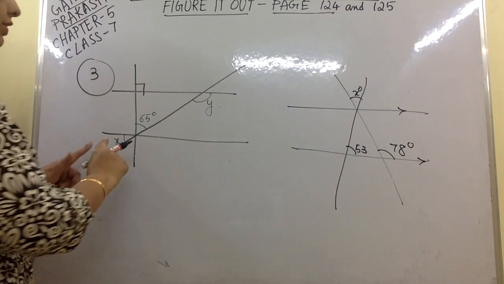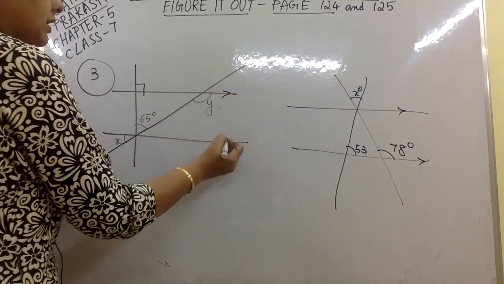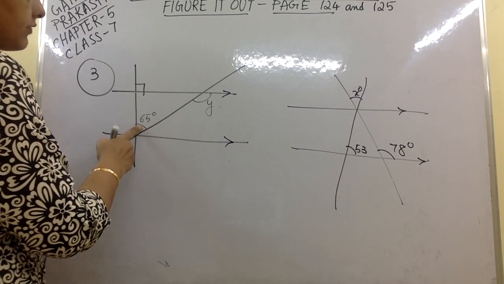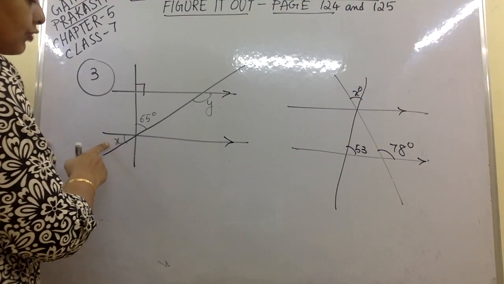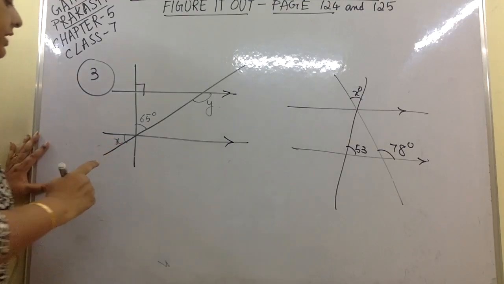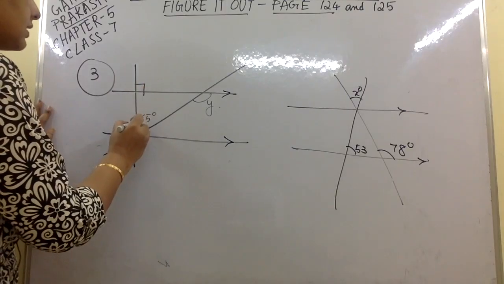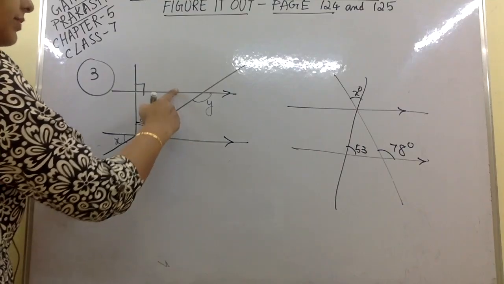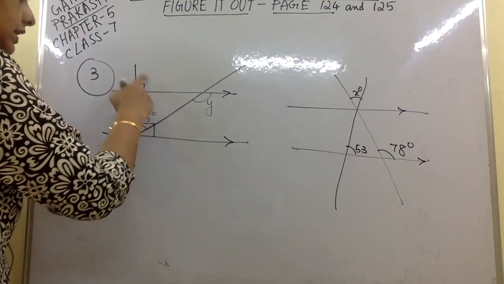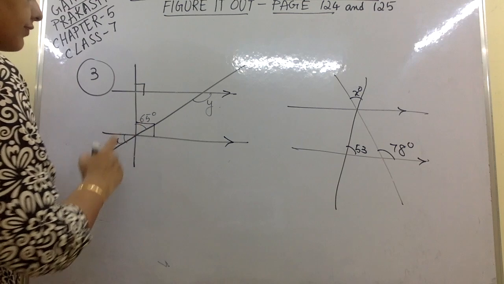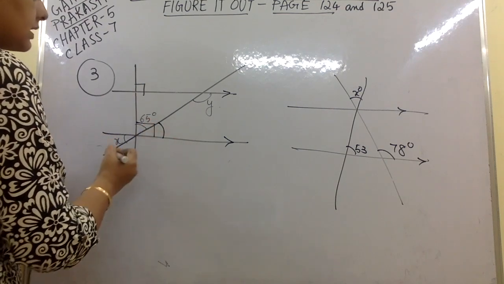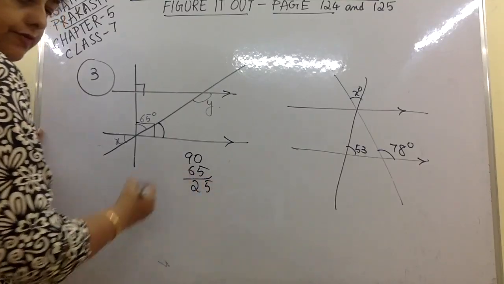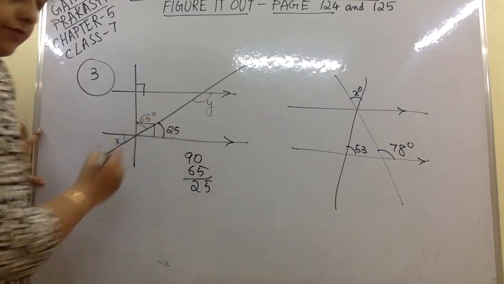So here in this question, we have to find X and Y. These two lines are parallel. Clearly, if this is 65 degrees, then they want us to find X. Here, remember this full angle is 90. Why? Because these two lines are parallel, therefore corresponding angles are equal. If this is 65, how much is this? So 90 minus 65, which is 25. So this one is 25.